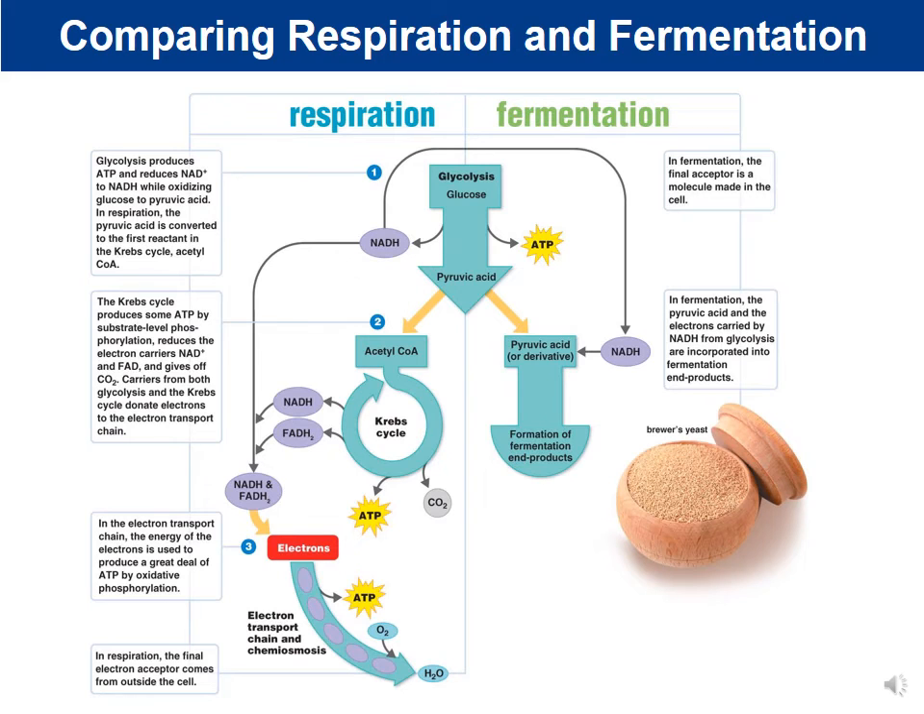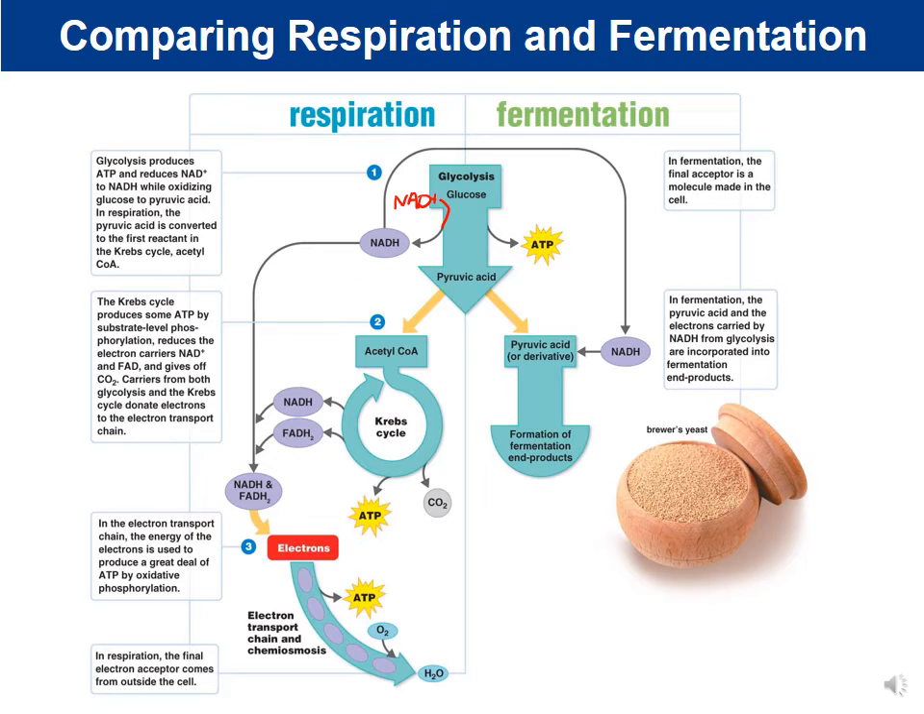So this slide is comparing and contrasting respiration and fermentation. And so in both respiration and fermentation, we still go through glycolysis. So notice that's right down the middle. That part is the same. So in glycolysis, we are going to chop glucose in half to 2 3-carbon pyruvates. And when we do that, NAD plus is going to pick up electrons and it's going to form NADH. So during glycolysis, we form NADH. We also get a little bit of ATP. We get 2 ATP per glucose.